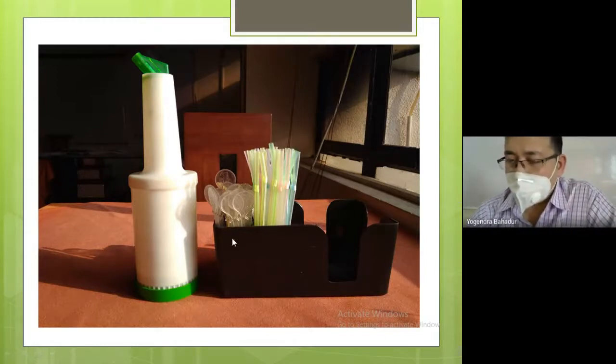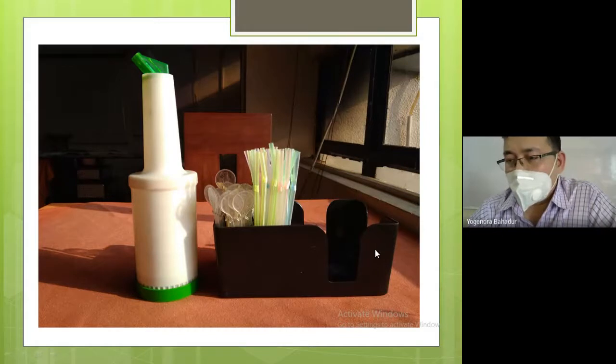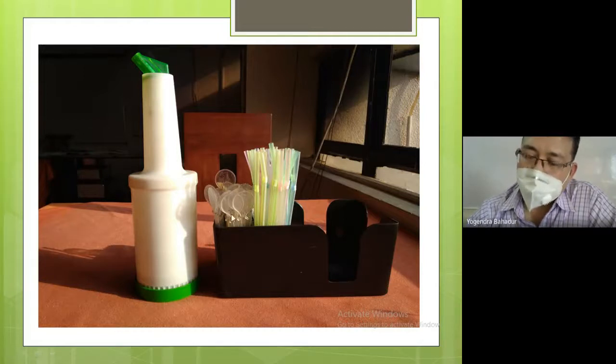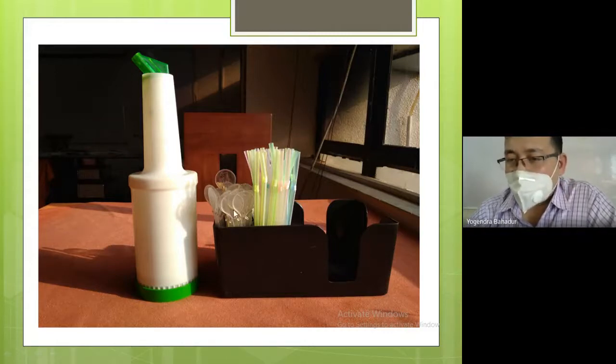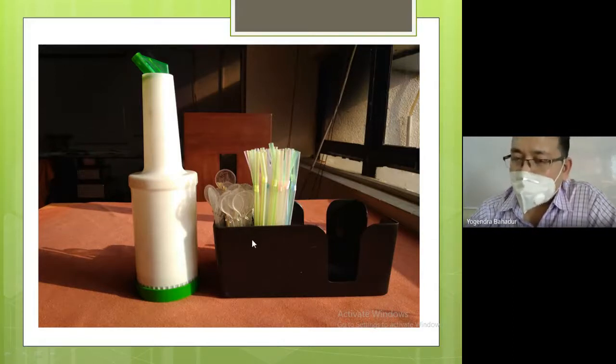Next to this black one is called the bar caddy, C-A-D-D-Y. It is used to keep the paper napkins, and next to the paper napkins, as you see, are straws, and next to the straws are the swizzle sticks, or stirrers, S-T-I-R-R-E-R. So the stirrer is there in this bar caddy. Apart from that, you have the straws also.